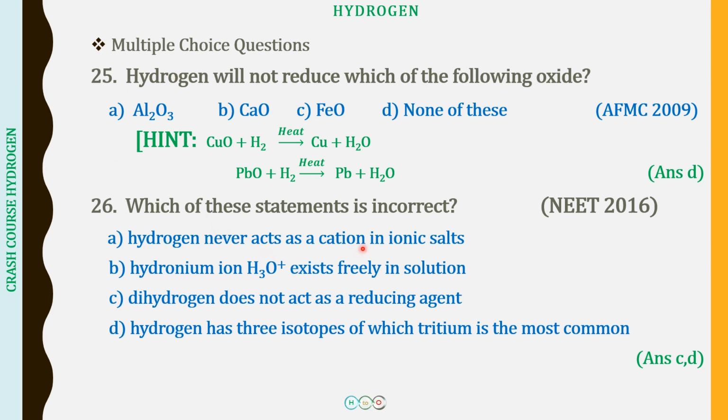Hydrogen is not going to act as a cation in ionic salts because H+ does not have a free existence. Hydronium ion exists freely in solution, so this is also correct. And then dihydrogen does not act as a reducing agent. Well, it does, and you've already seen the reactions that it is a reducing agent. And hydrogen has three isotopes, but out of them protium is the one which is the most common. So the correct options are C and D.